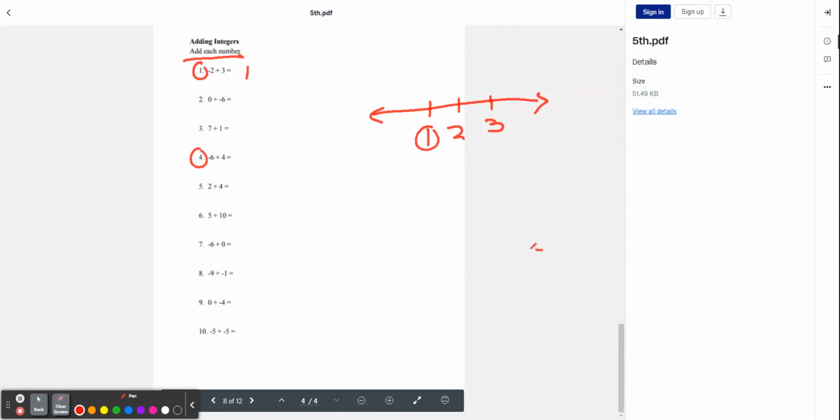Let's try 4. We're going to put in the positive number, and we're going to move to the left 6 times since it's -6. So 1, 2, 3, 4, 5, 6. That is 3, 2, 1, 0, -1, -2. And that's our answer.